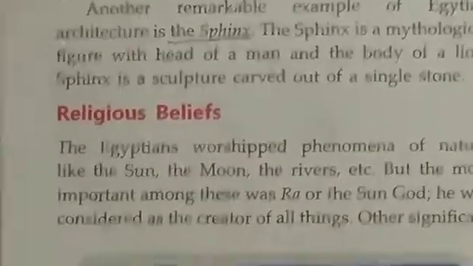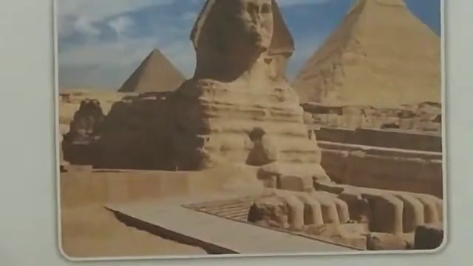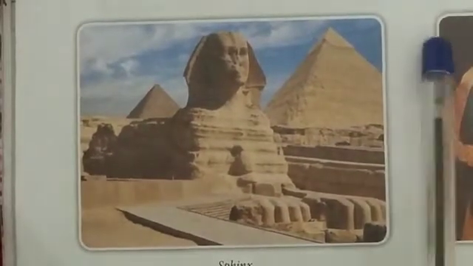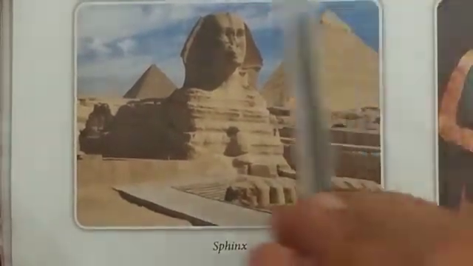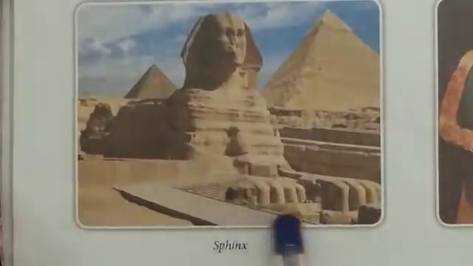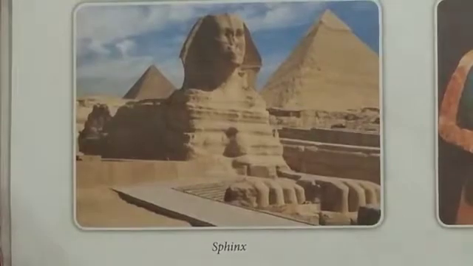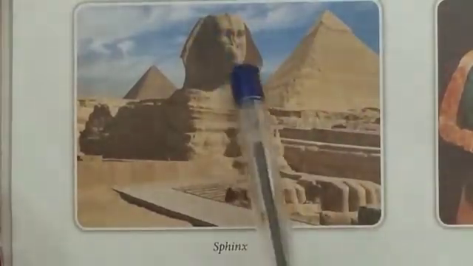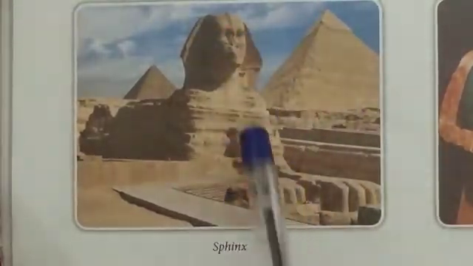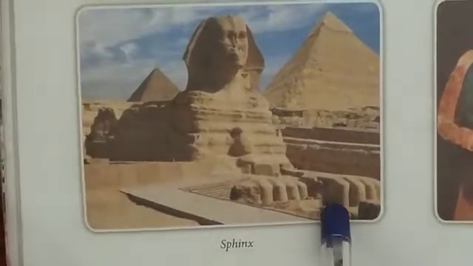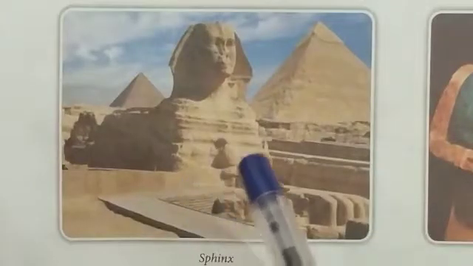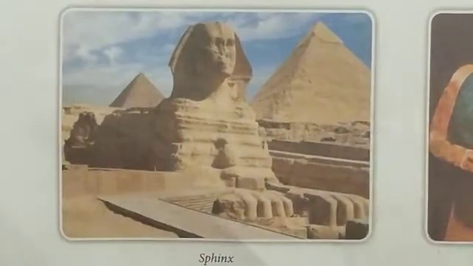Now below on this page, you can see the picture of a Sphinx. This whole structure is made up of a single stone. You can see the head is like the head of a man, and the body is like the body of a lion. So this Sphinx is another example which shows that the ancient Egyptians had great architectural and engineering skills.